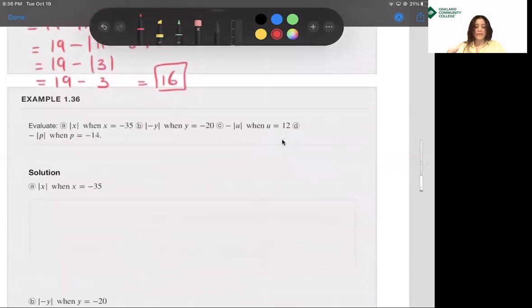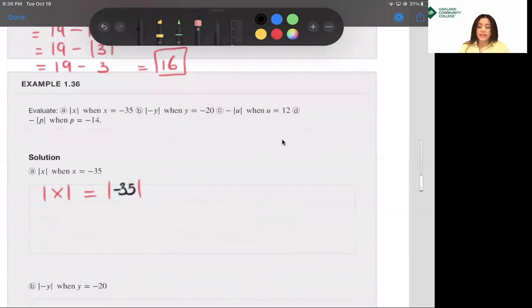Now we're going to evaluate the absolute value. So I want to evaluate absolute value of x when x equals negative 35. What we're going to do here is substitute negative 35 for x. So here I have x like that. Now instead of x, I'm going to write negative 35 in here. Well, what is the absolute value of negative 35? It's positive 35.